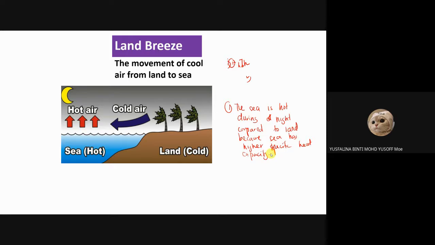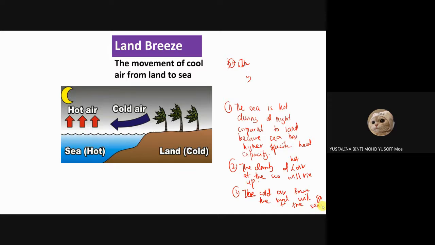So if you compare, the sea has a high temperature. High temperature means the density of the hot air at the sea will rise up. Okay, so the cool air from the land will go to the sea.